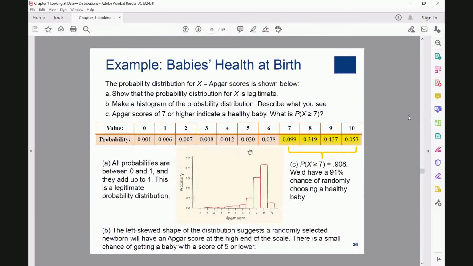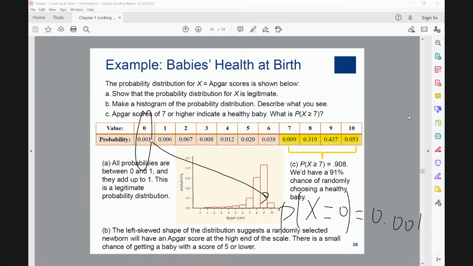Here we have another case where the probability distribution of X is shown below. This is the probability distribution of X. These are the possible values, X equals 0, 1 until 10. And this is the probability related to zero. Here the first column means P of X equals 0 is equal to 0.001, and so on. This is the meaning: P of X equals 1 is equal to 0.006, and so on. You understand the meaning of this table?